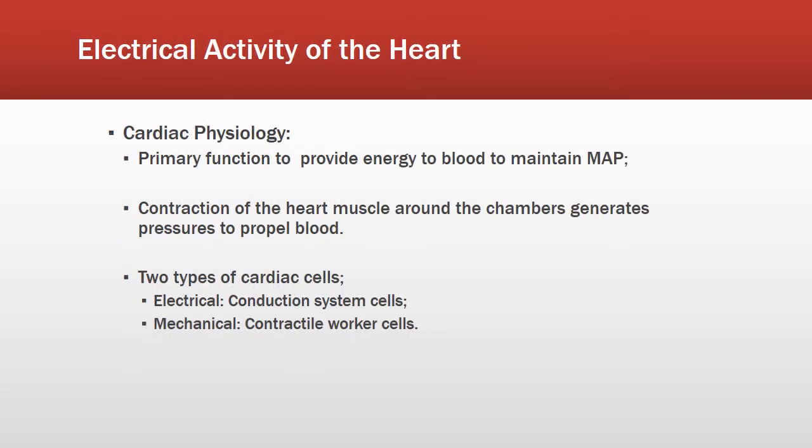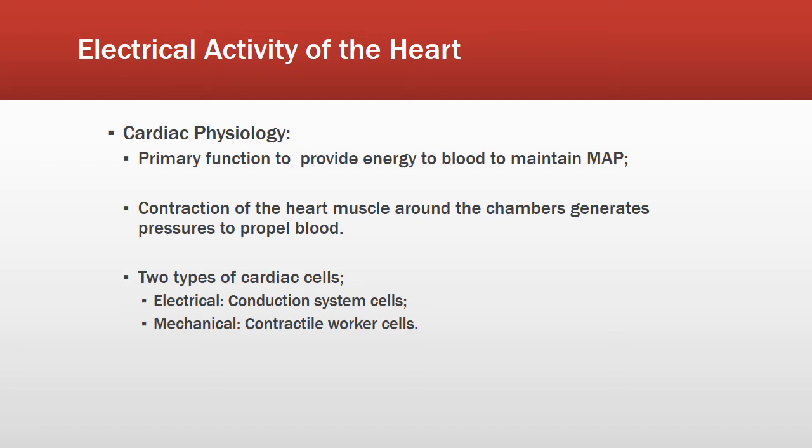As far as cardiac physiology, the primary function is to provide energy to blood to generate or sustain adequate mean arterial pressure, which is required to provide adequate organ perfusion. The contraction of the heart's muscle walls around the closed chambers generates pressure to propel blood through the semilunar valves into the pulmonary arteries and aorta.